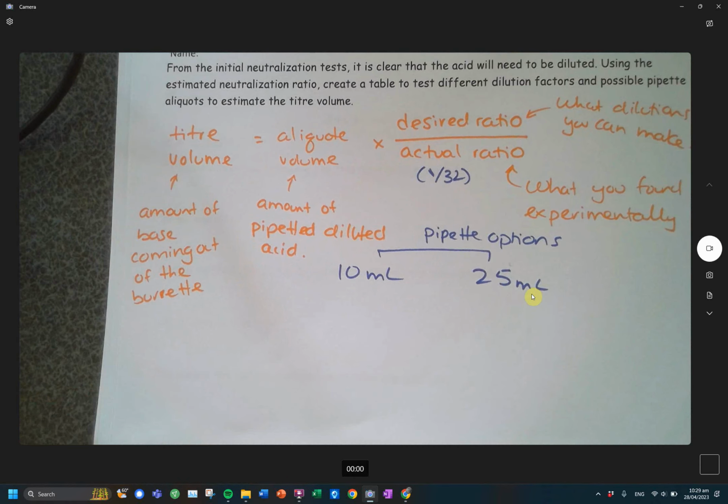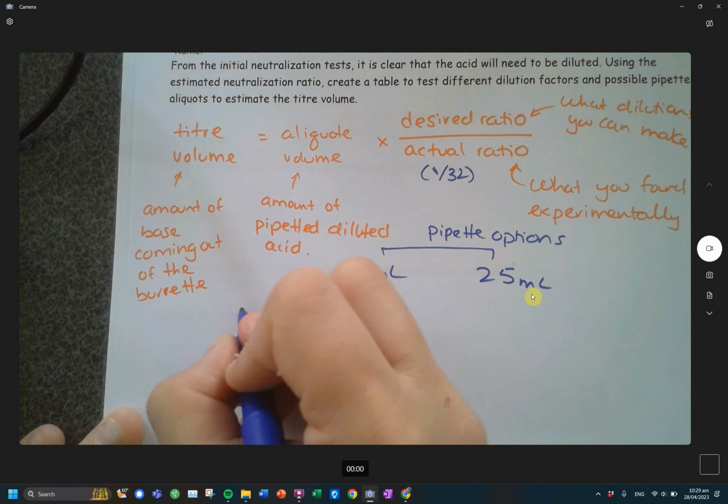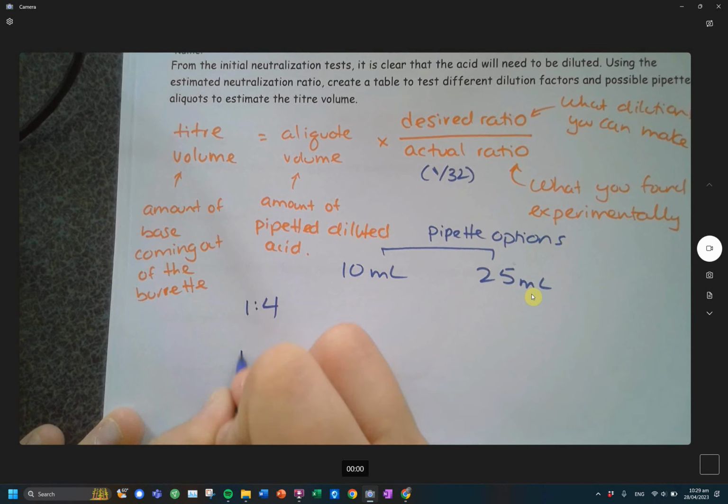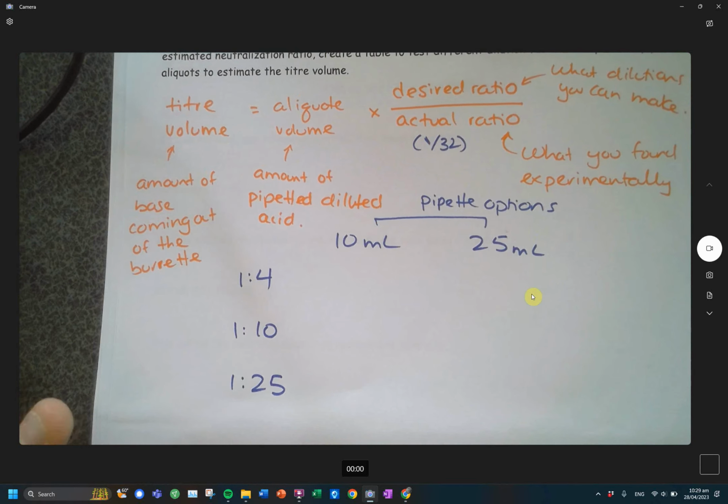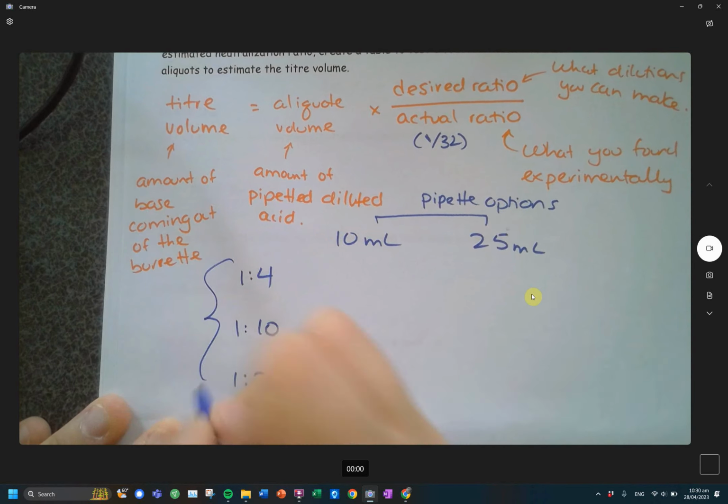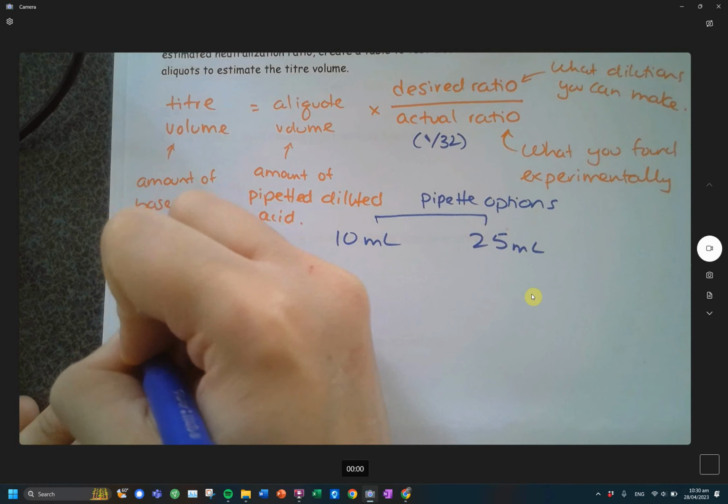Right, what were my dilution options? There were 4 there, but realistically there's only 3. 1 and 10, 1 and 4, 1 and 25. So I'll do 1 and 4, 1 and 10, 1 and 25. I like to just order them based on concentrated to least concentrated. So these are our desired ratios.